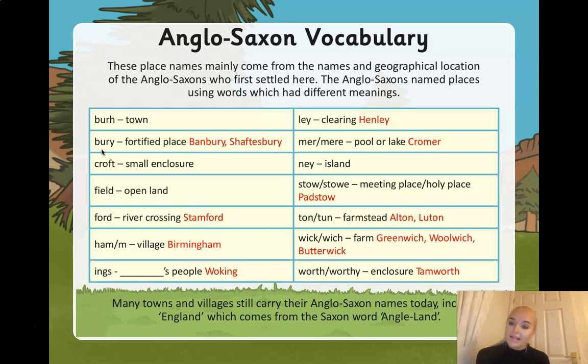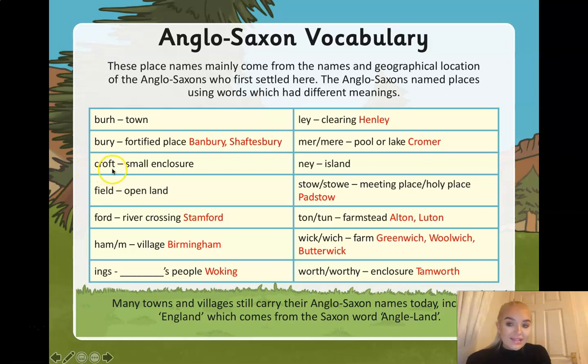A fortified place is a place that is protected. So a place that might be protected by, for example, the army, the military, okay? Now, places that are named after this bury are Banbury, Shaftesbury. Now, these places today aren't fortified places, but back in the Anglo-Saxon time, they would have been a fortified place. They would have been a place that had been protected.